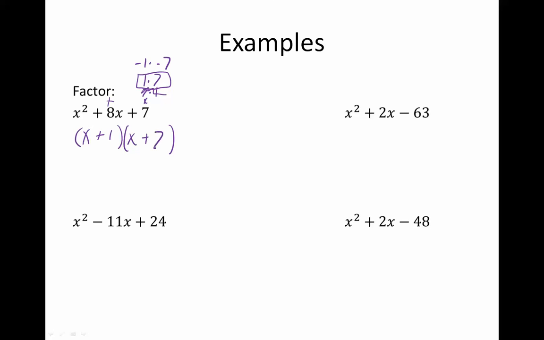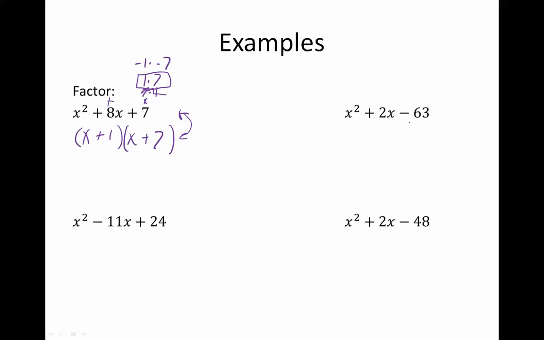So here is our factored form. Now I know this is correct because x times x is x squared, 1x plus 7x is 8x, and 1 times 7 is 7. So these are the factored form of that, and we can go back and forth.